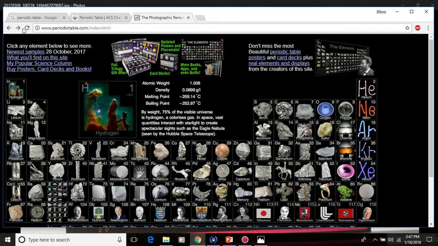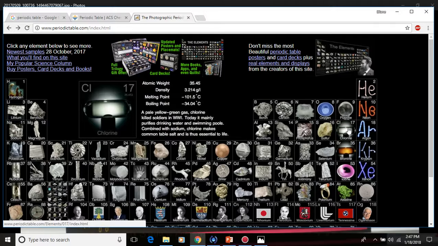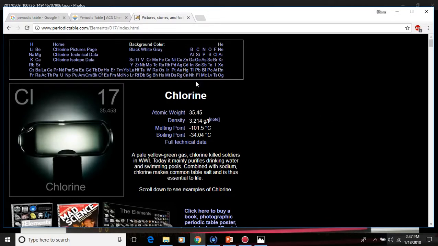And then let's go over here to chlorine. Chlorine is over here. Chlorine, a pale yellow-green gas. Chlorine killed soldiers in World War I. Today it mainly purifies drinking water and swimming pools. Combined with sodium, chlorine makes common table salt and is thus essential to life.